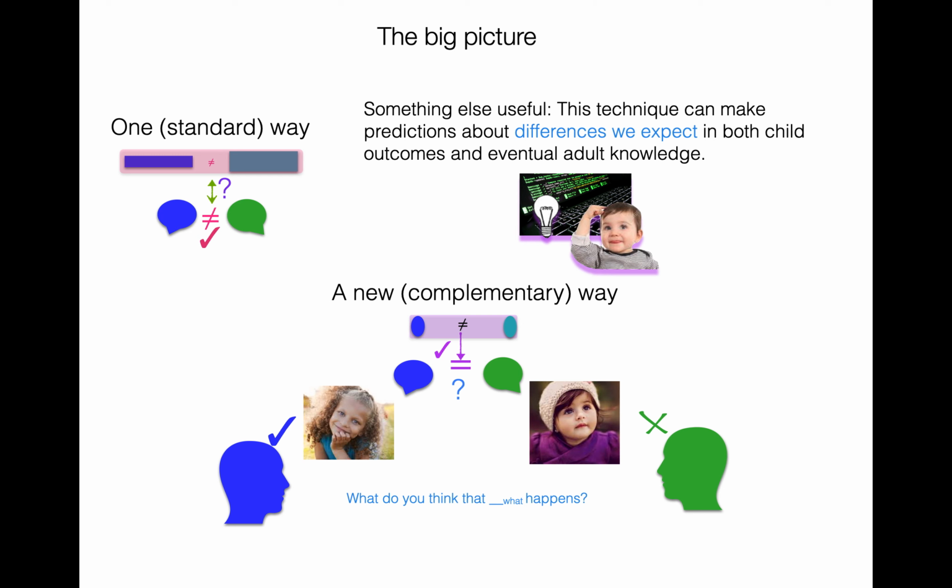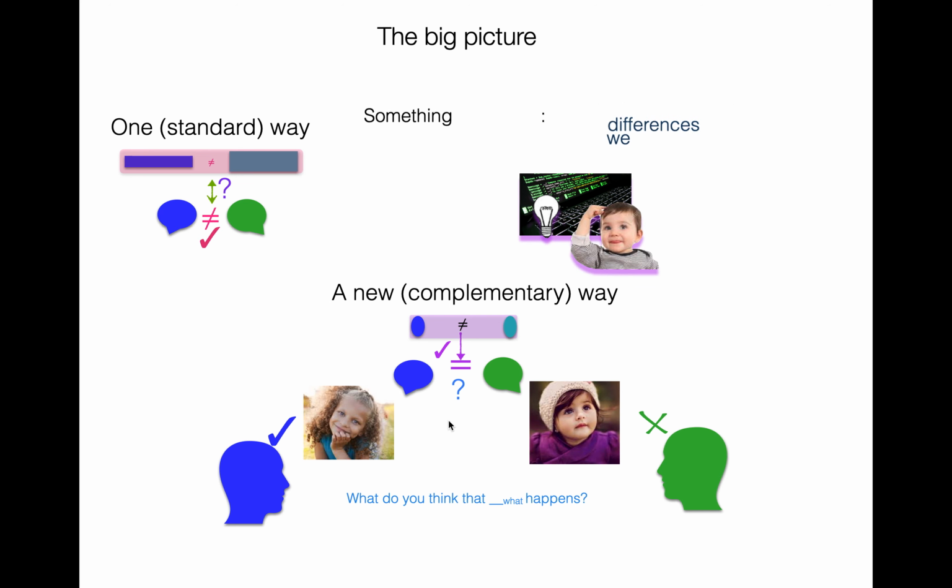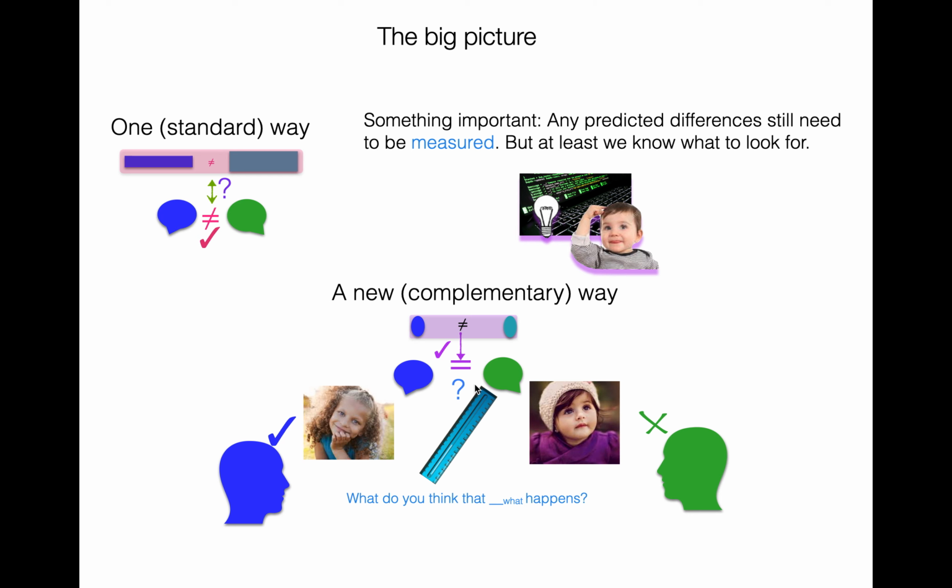This technique can therefore make predictions about differences we expect in both child outcomes or not in child outcomes and eventual adult knowledge, like with that trace violation for high SES dialect speakers, which we expect to be grammatical for low SES dialect speakers if we're supposed to end up with the same outcome for low SES children's syntactic island knowledge. Now, something important, of course, is that this way is predicting differences or no differences in outcome, and that those still need to be measured, but at least we know what to look for. We know how to target behavioral assessments in order to figure out what we're looking for very precisely.